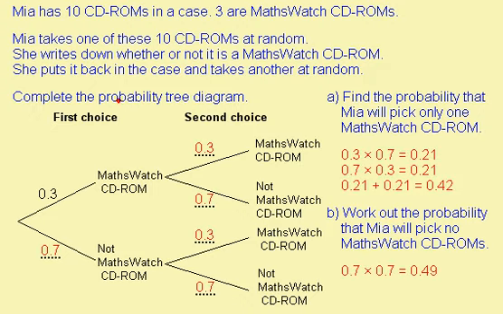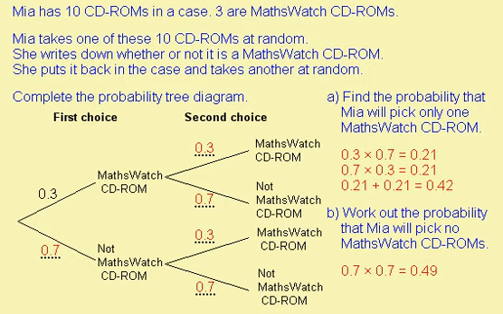We're firstly asked to complete the probability tree diagram. You should have done this. Then we need to find the probability that Mia will pick only one MathsWatch CD-ROM. So if she picks a MathsWatch CD-ROM on her first choice, she needs to not pick one on her second choice. If she doesn't pick one on her first choice, she needs to pick one on her second choice. We then need to add these together to give this as our final probability.